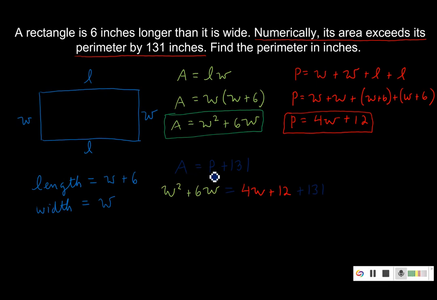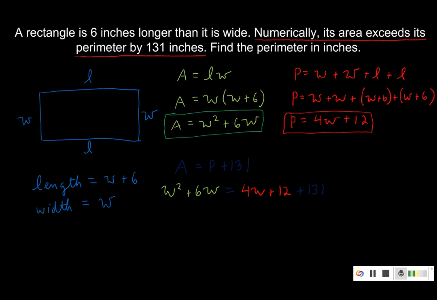If the area is equal to the perimeter plus 131, that means that W squared plus 6W is equal to 4W plus 12 plus 131, because the area is equal to W squared plus 6W, and the perimeter is equal to 4W plus 12. Now I have an equation that only has a variable of W. Let's solve this equation for W.